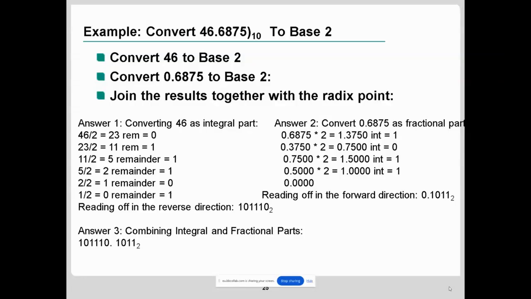So 0.6875 multiplied by 2. We take the fraction. What is the fraction? 0.375. Again multiply by 2. Fractional part. Again multiply by 2. Fractional part. Again multiply by 2. Again it becomes 0. Then we read it in the forward order. So this is 1, 0, 1, 1. Got it? Any question? Should we proceed? Okay.